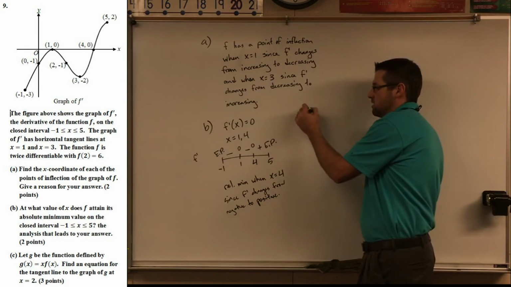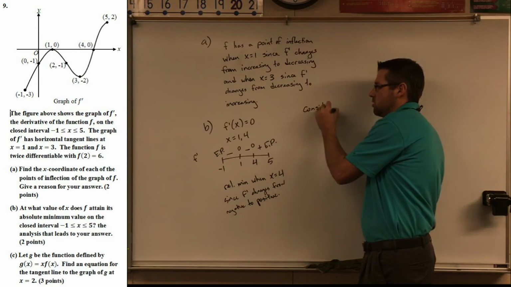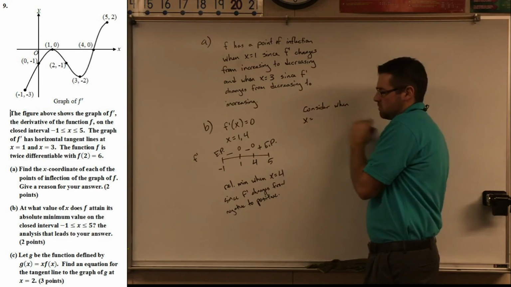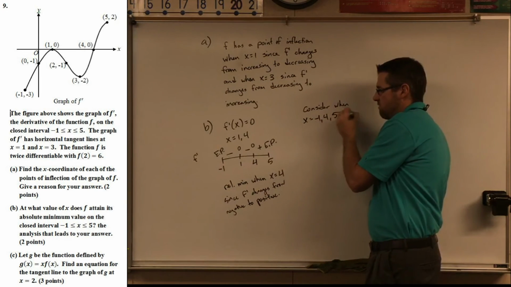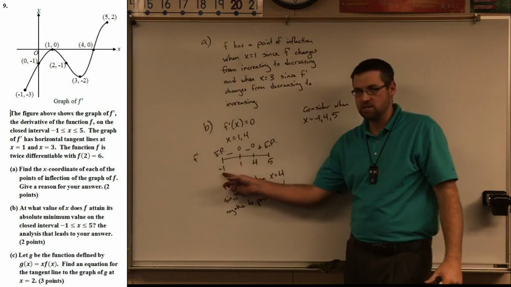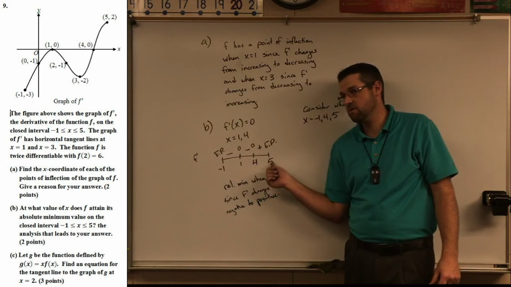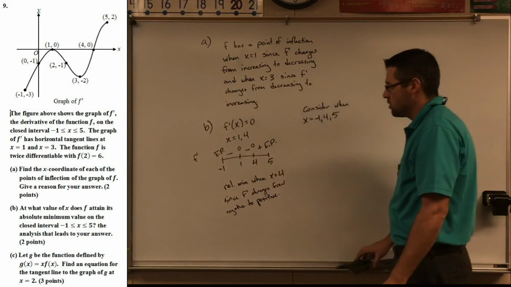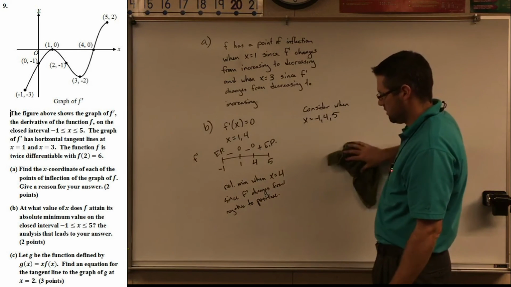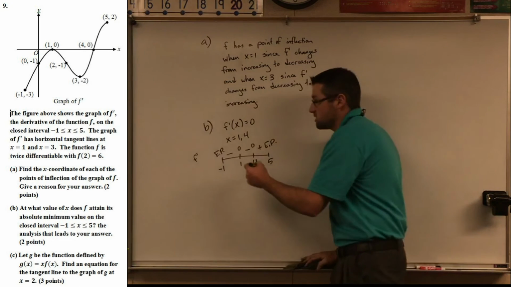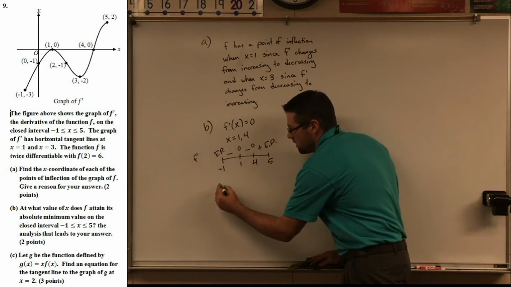So we're going to say consider when x equals -1, 4, and 5. What is -1? Is it a max or a min? It's a max. And 5? So the best justification is this. This is what you're going to say. I'm just going to finish this up right now, actually.